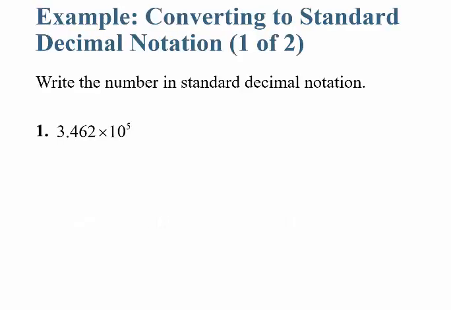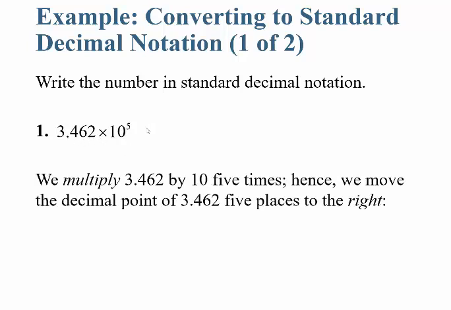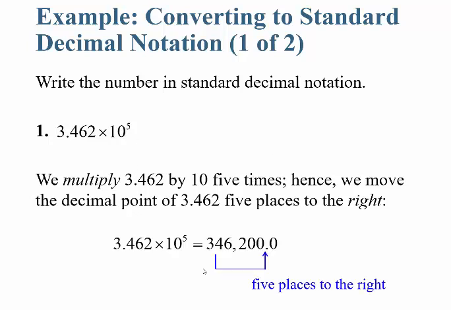All right, so let's write the number in standard decimal notation. So I have 3.462 times 10 to the 5th power. Since it's positive, I'm going to move the decimal place 1, 2, 3, 4, 5 places to the right. Okay, so we multiply this by 10 5 times. So notice how I'm moving it 1, 2, 3, 4, 5. If I move it past the last digit, I add zeros in. That's all I do.